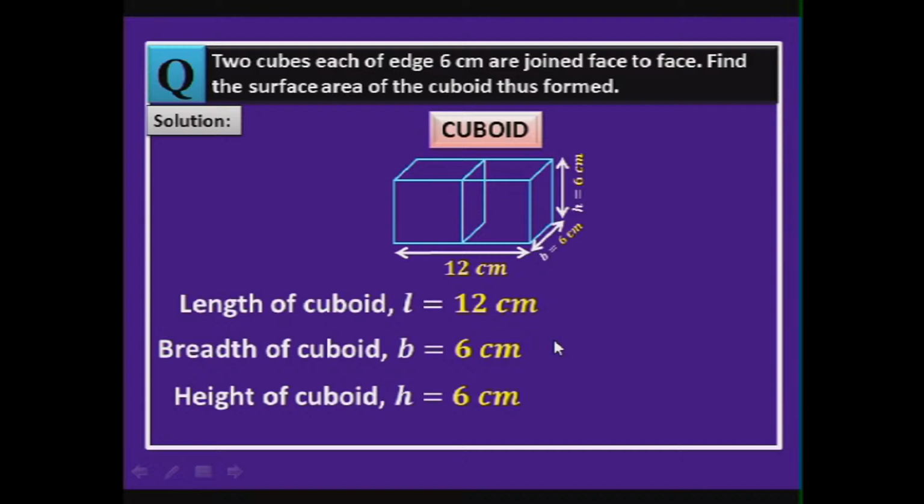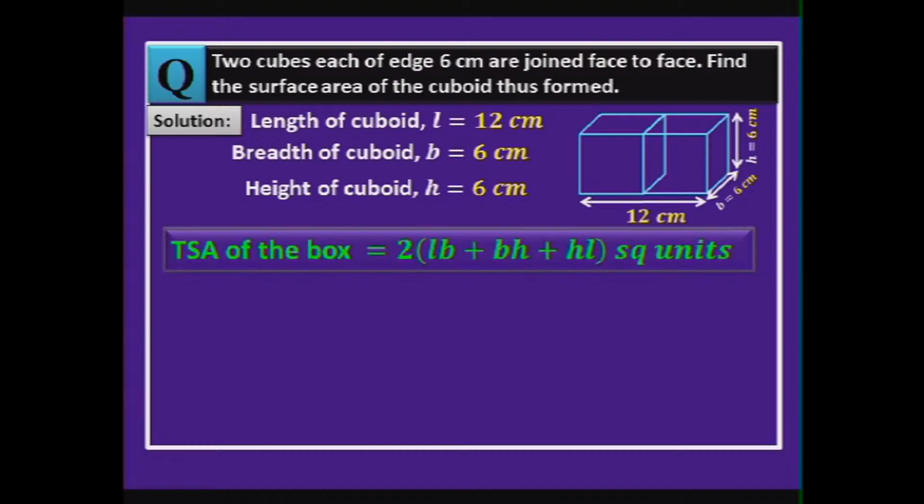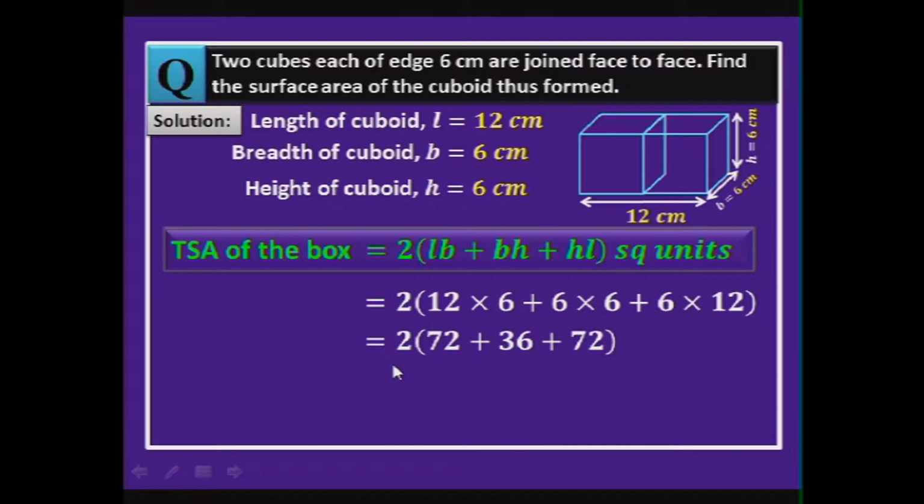Now, let us find the surface area of the cuboid. Children, what do you mean by surface area? Yes, it is nothing but the total surface area, children. So, the total surface area of the box, which is in the shape of a cuboid, is 2 into LB plus BH plus HL. This is the formula. Now, let us substitute all the values, children. That is 2 into L is 12, B is 6, plus B into H, 6 into 6, plus H into L, 6 into 12. Now, let us multiply them, children. So, we get 2 into 72 plus 36 plus 72.